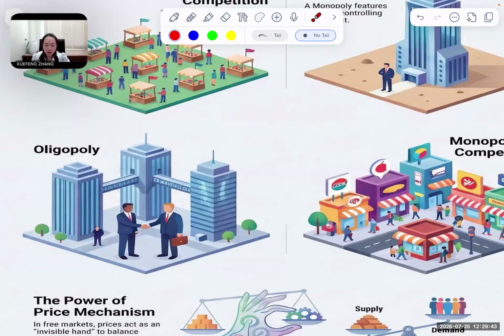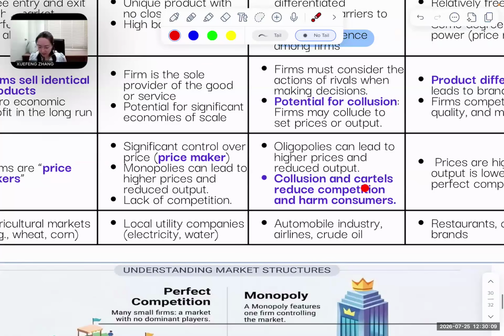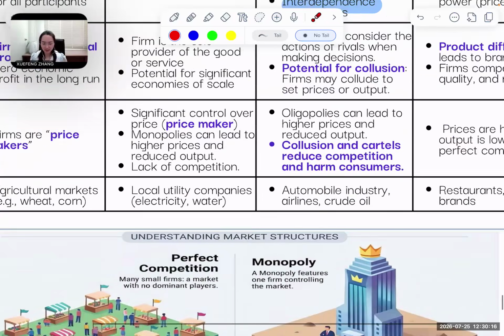Next one, oligopoly. Notice it's drawn as two big towers shaking hands. That handshake is deliberate. A small number of giants who know each other negotiate with each other, sometimes even coordinate with each other. That's the collusion I told you about before. Sometimes they cooperate, coordinate with each other.